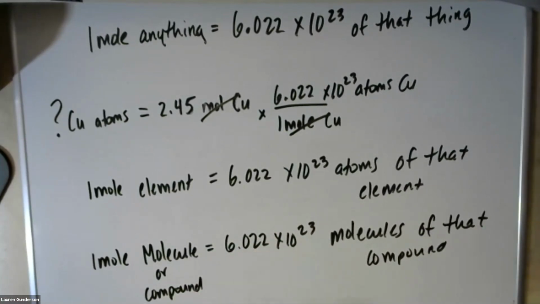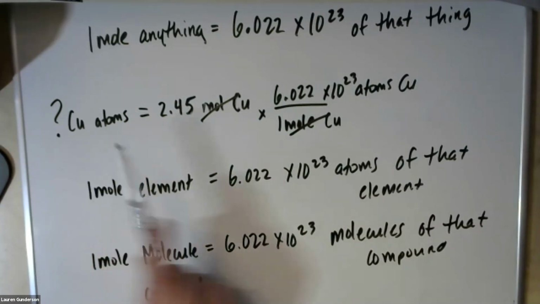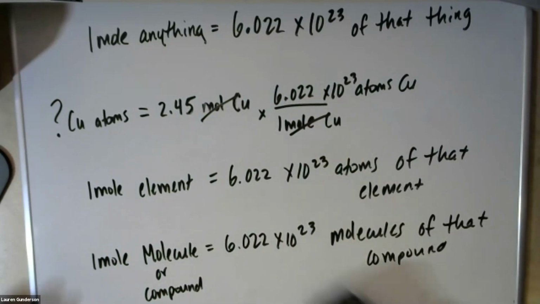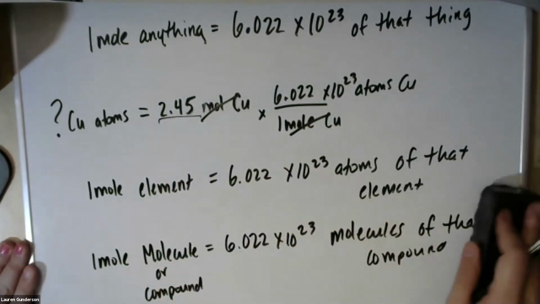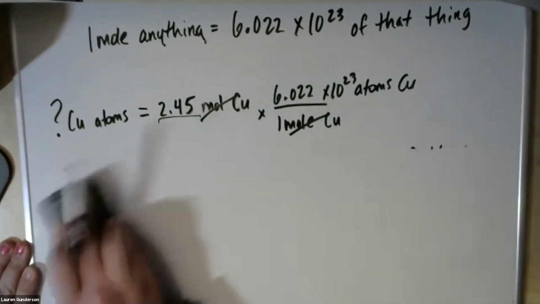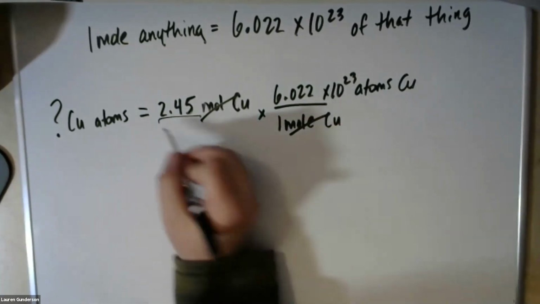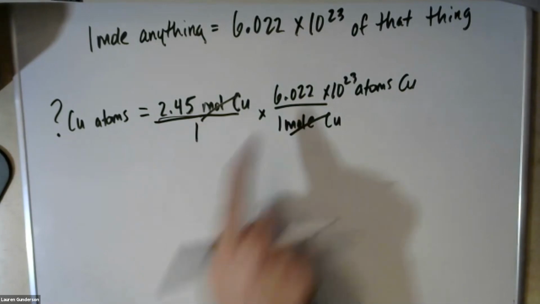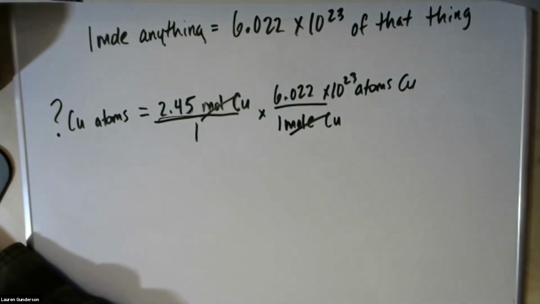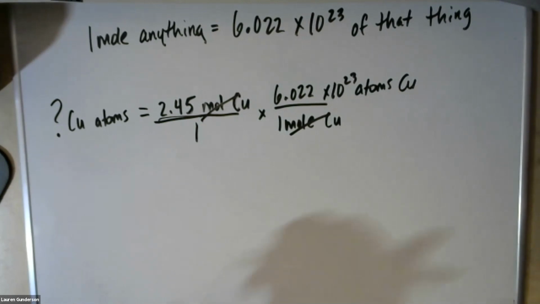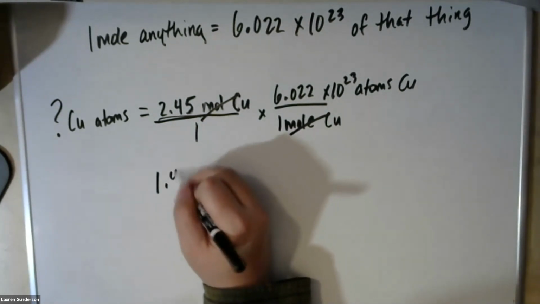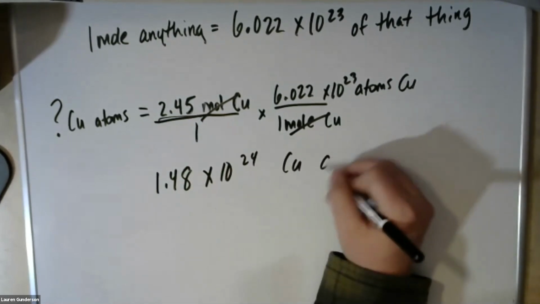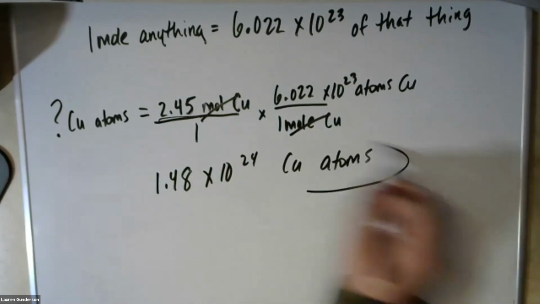Okay, so when I'm looking for the number of copper atoms and I have the number of moles, I can use this relationship to figure out how many copper atoms there are in this particular sample. And again, I'm using dimensional analysis. So everything that's on the top of my fraction bars, I'm going to multiply. So I'm going to do 2.45 times 6.022 times 10 to the 23. And it turns out that there are 1.48 times 10 to the 24 copper atoms in the sample that we're looking at.